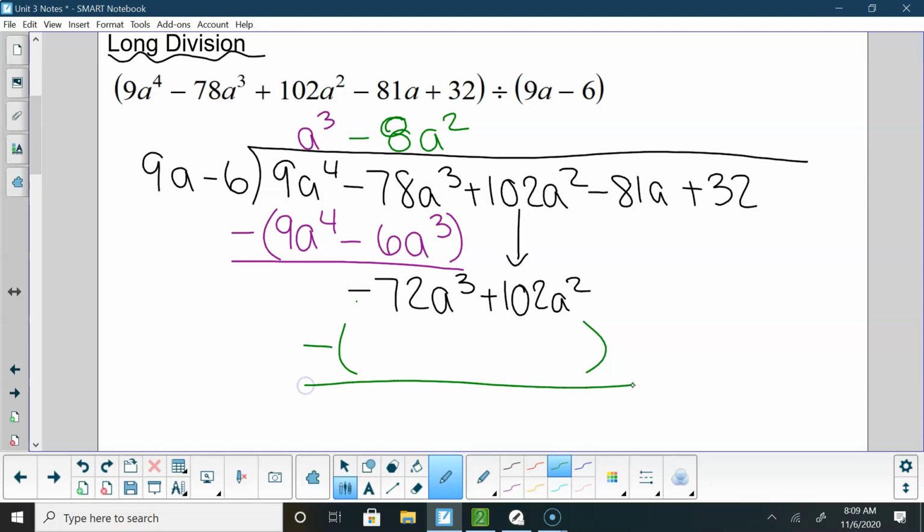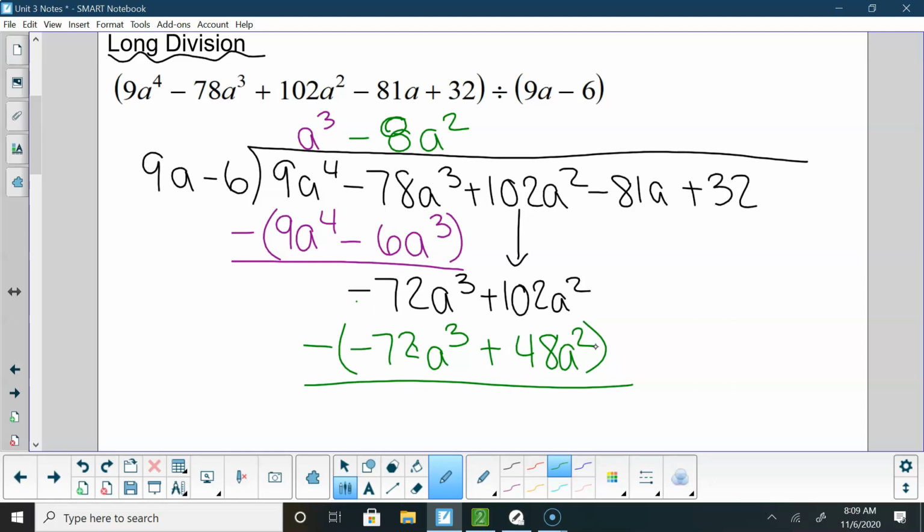Minus, draw my bar, negative 8a squared times 9a gives me that negative 72a cubed. All right, and then what is negative 8a squared times negative 6? I heard murmur. 48. How many a's? 48a squared. All right, so it's a positive 48a squared. Yes?